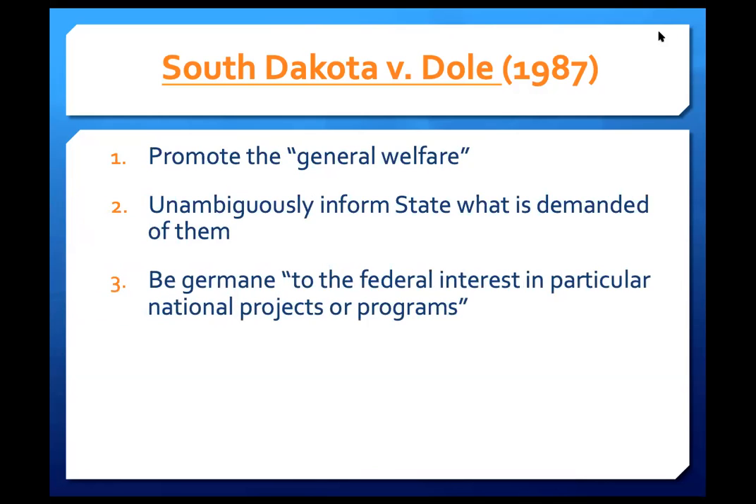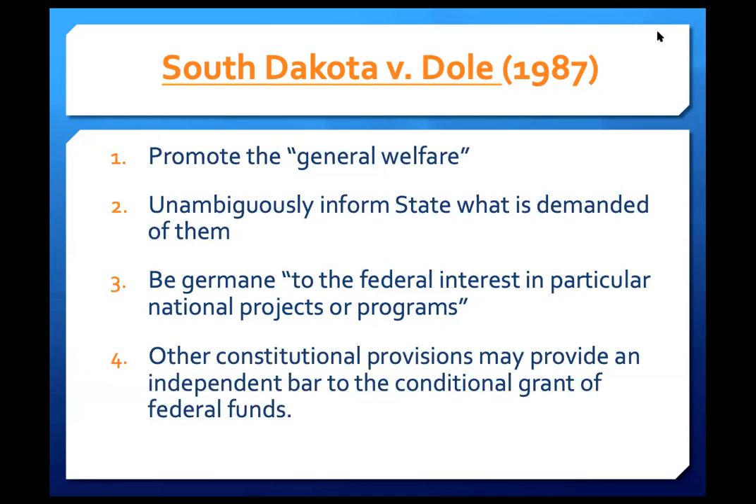They also say that the spending needs to be germane to or related to the federal interests, in particular of national projects or programs. And then the fourth prong of the South Dakota versus Dole test tells us that the spending also needs to satisfy other constitutional provisions that might provide an independent bar to the congressional grant of these federal funds.